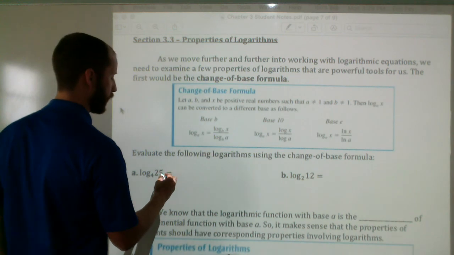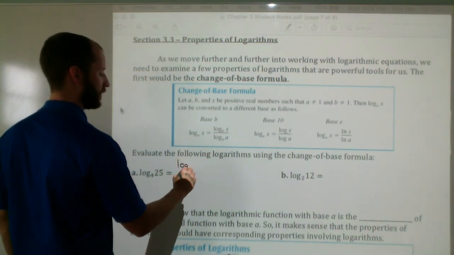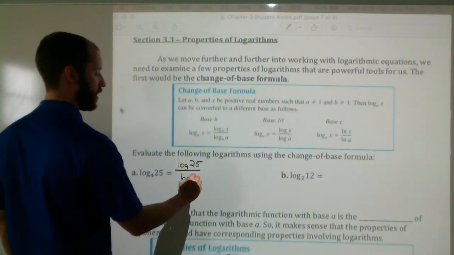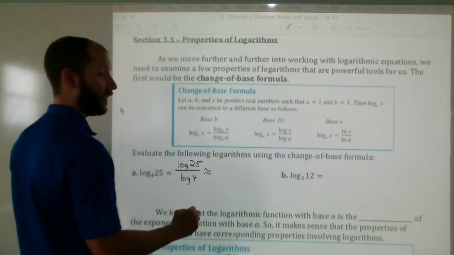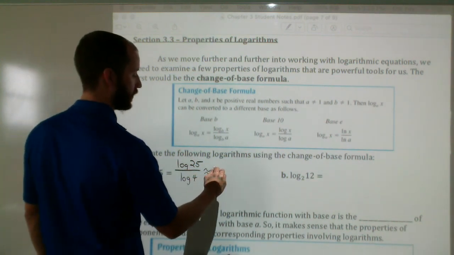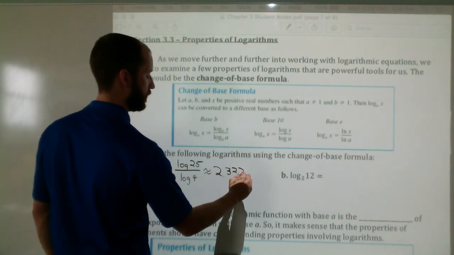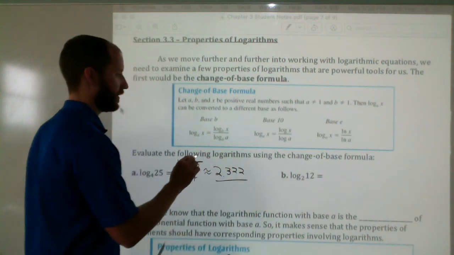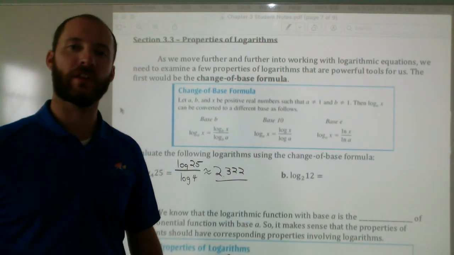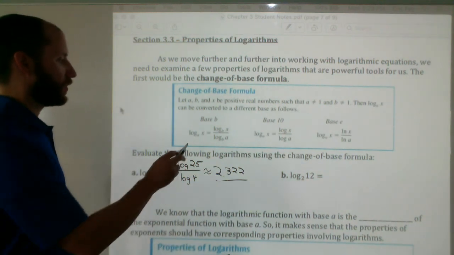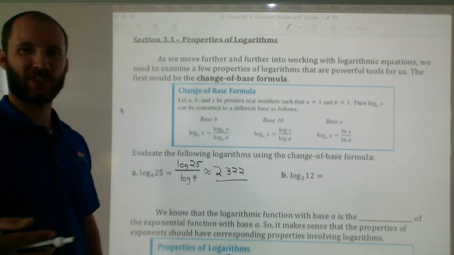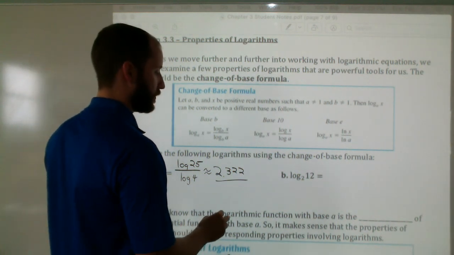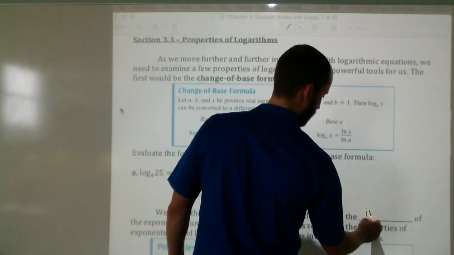So log base 4 of 25 would be the same as log base 10 of 25 divided by log base 10 of 4. And when you calculate that, you get about 2.322. Now this isn't the most helpful formula anymore because we have calculators, but it's good to know history. So you can take a look at example B, check my notes, just make sure that you're plugging things into the calculator correctly.